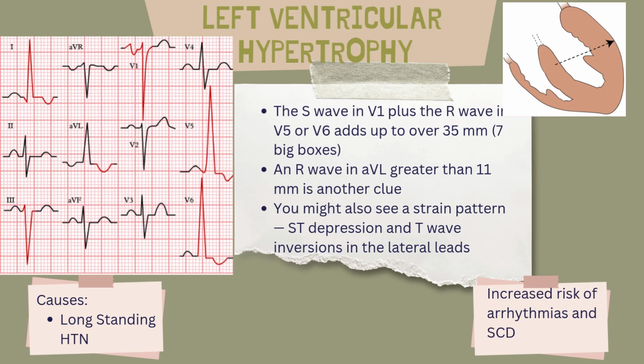It's long-standing hypertension. Because of all that pressure, the ventricle gets stronger, yes, but also as it gets bigger and stronger, it becomes stiffer. And that stiffness can lead to more arrhythmias, ischemia, and even sudden cardiac death. So LVH increases the risk for sudden cardiac death. So when you see these voltage changes, it's more than just an EKG pattern. It's a red flag for long-term cardiovascular risk.